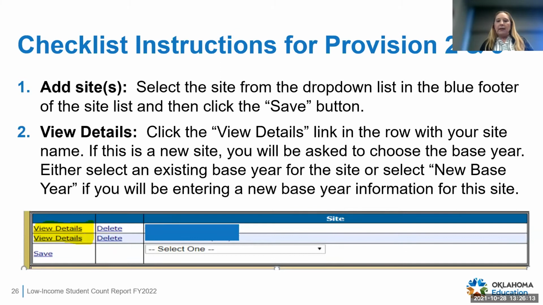I better stop and glance at my notes here and make sure I'm not missing anything that I need to specifically say, because we're looking for your base year information. View details: click the view details link in the row with your site name. If this is a new site, you will be asked to choose the base year. Either select an existing base year for the site or select a new base year. You will be entering new base year information for this site.